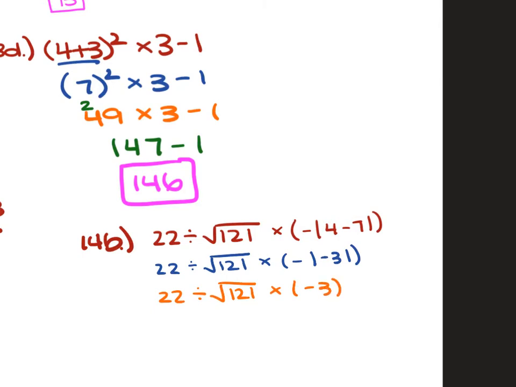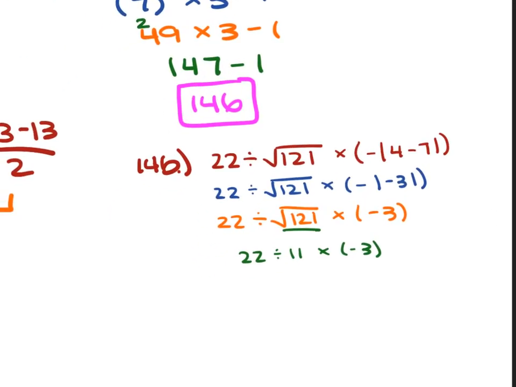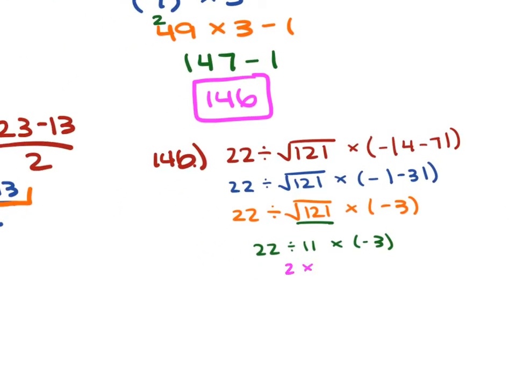You can simplify the square root of 121, which is 11. So that's 22 divided by 11 times negative 3. 22 divided by 11 gives us 2 times negative 3 is negative 6.